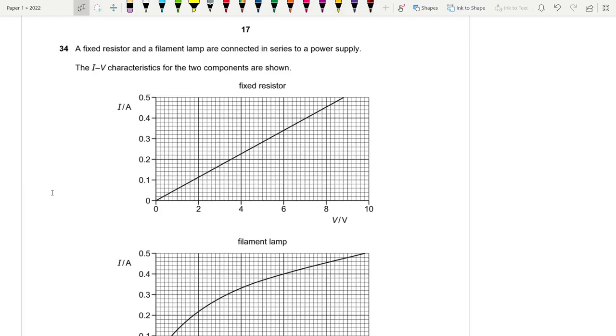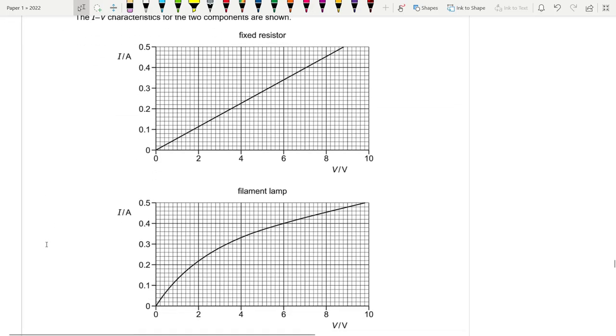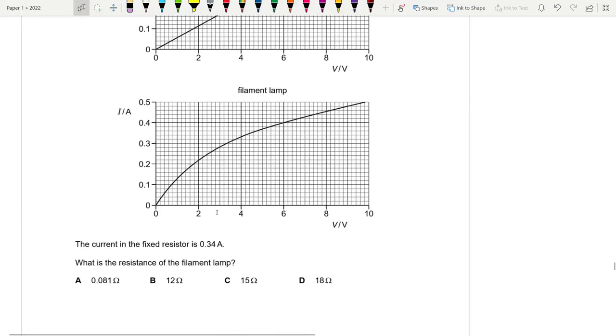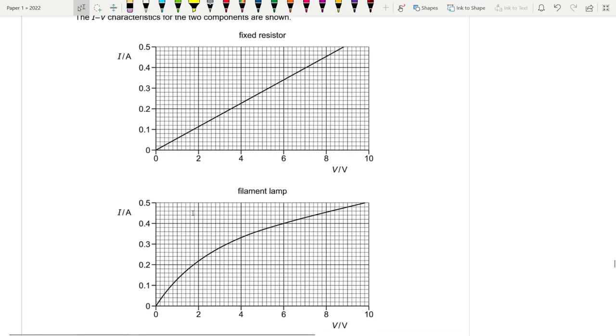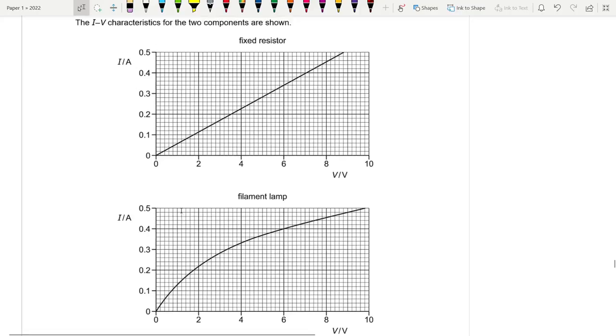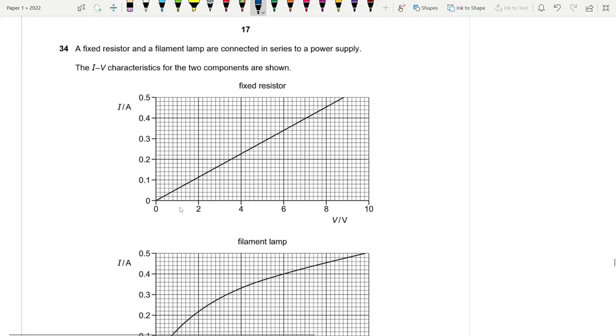So a fixed resistor and a filament lamp are connected in series to a power supply. The IV characteristics for the two components are shown. The current in the fixed resistor is 0.34 amps. What is the resistance of the filament lamp? They are connected in series.